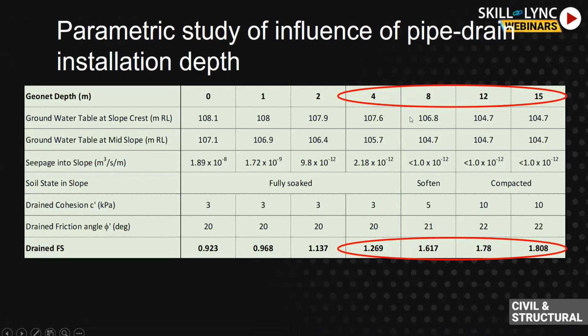And we can also see that once you install a 4 meter, 8 meter, 12 meter or 15 meter pipe, the seepage of the water onto the slope surface also reduces a lot. From 10 raised to -8 meter cube per second, it reduces to less than 10 raised to -12 meter cube per second.